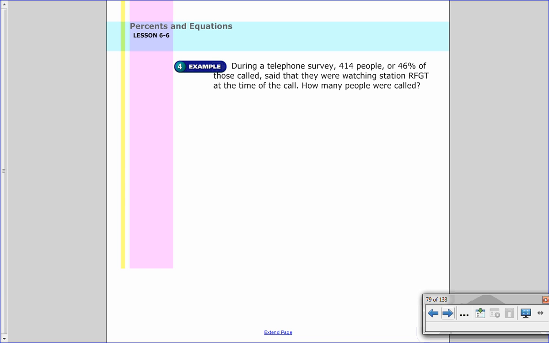All right, and then we have this one, and then we're all done. During a telephone survey, 414 people, or 46% of those called, said that they were watching station RFGT at the time of the call. How many people were called? What's really going to help us with this one is looking at this part right here: 414 people, or 46% of those called. We know that 46% of those people called said that they were watching RFGT.